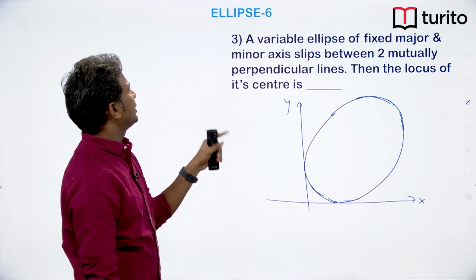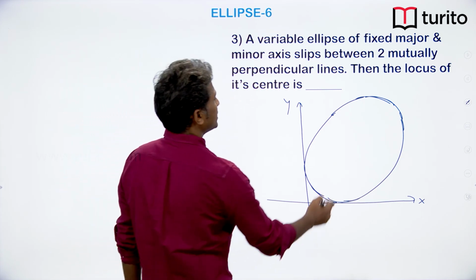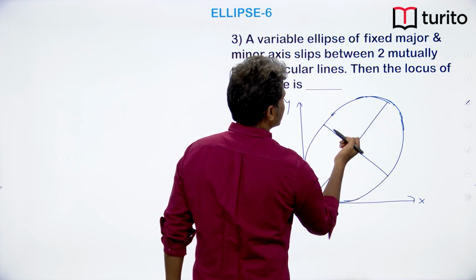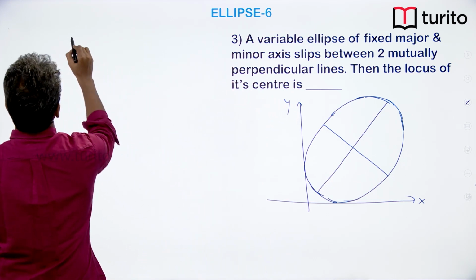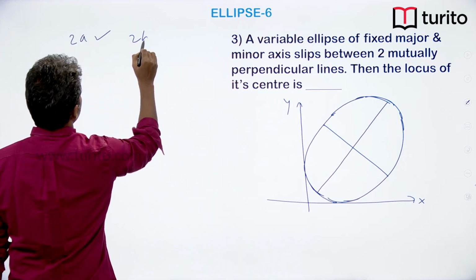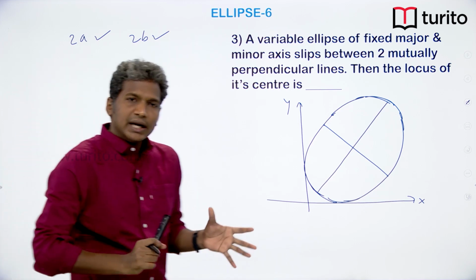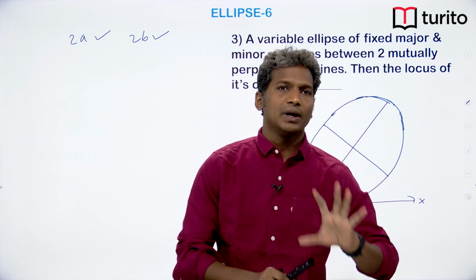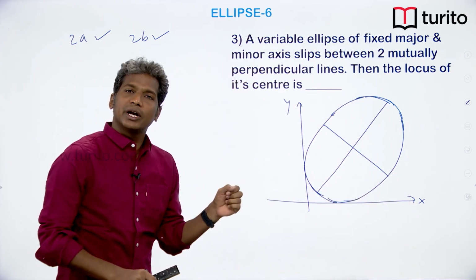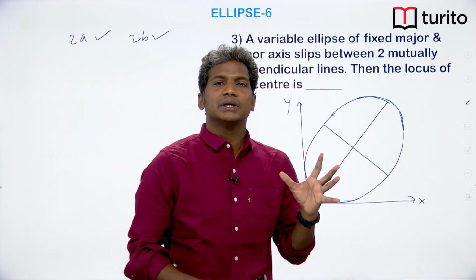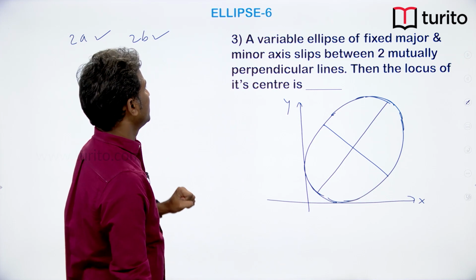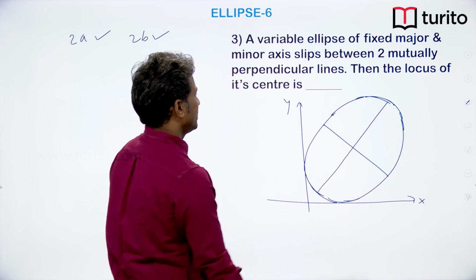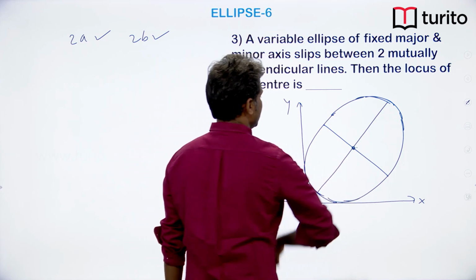A variable ellipse of fixed major and minor axis, that means here this length is fixed and this length is also fixed. Okay. So, we can say that 2a is fixed and 2b is also fixed. So, that means we can take 2a and 2b as two constants which we can use for our problem solving. Okay. So, in the answer also if I get 2a and 2b, it is perfectly fine because these are given to be constants. Now, let us look at the other cases. Then the locus of its center is. So, we want to find the locus of the center here.